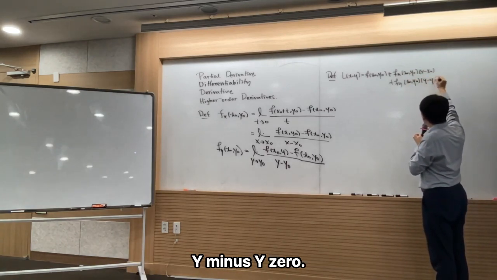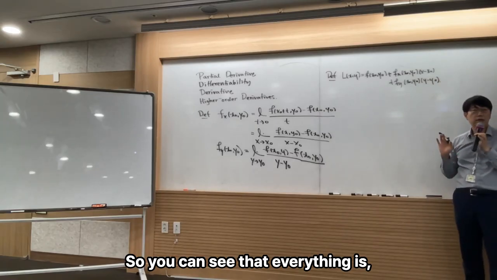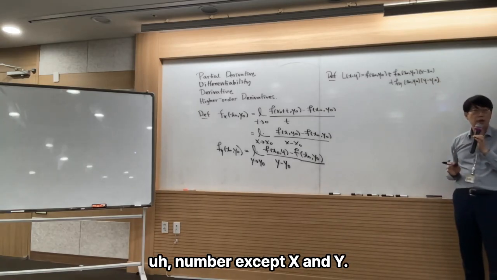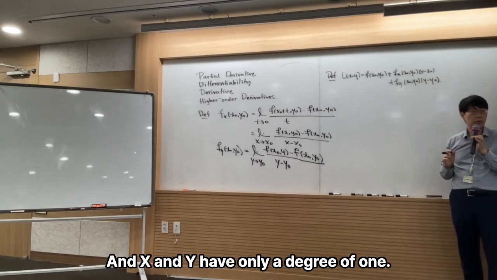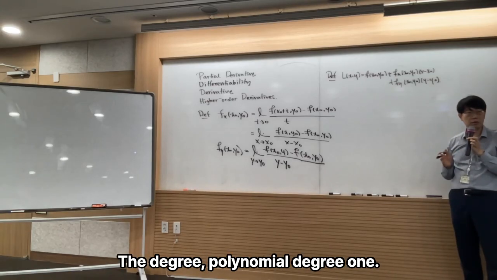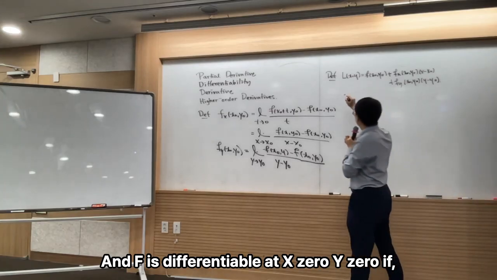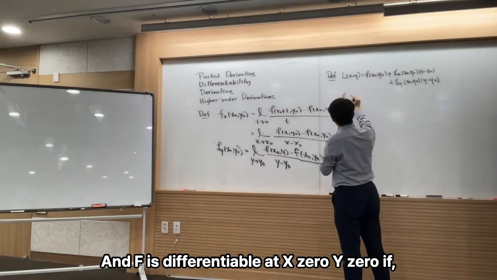Y minus y0. So you can see that everything is a number except x and y, and x and y have only degree of 1. So it's a linear formula. So polynomial degree 1.